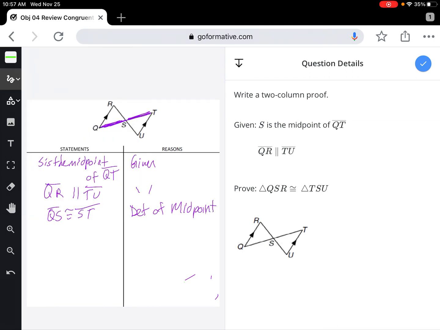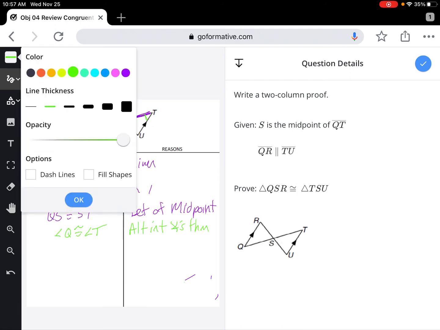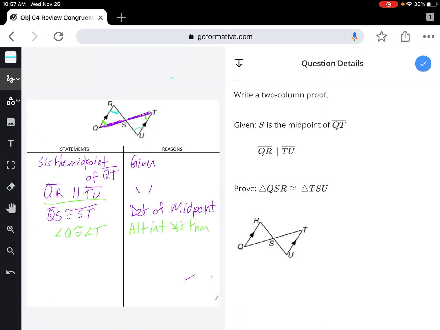Okay, so that's one thing. I need at least two more things. But I'm also given QR is parallel to TU. Since that's true, angle Q must be congruent to angle T. That's going to be the alternate interior angles theorem. And you also know, because those lines are parallel, that angle R must be congruent to angle U. Also, alternate interior angles theorem. And once you have that down, yes, you can use vertical angles.